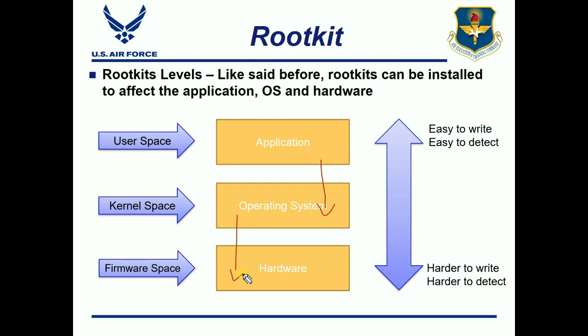And of course, hardware is at the very bottom. But if you affect that, you affect everything above it. So that's why it's harder to write and harder to detect. And if you affect hardware and you can't delete that rootkit, then you have to replace that hardware.